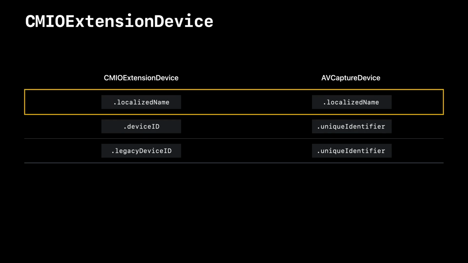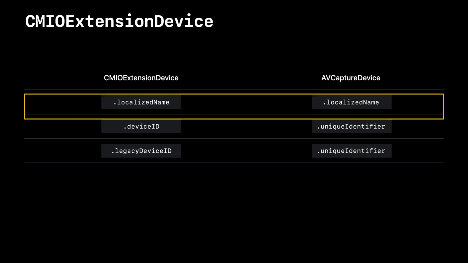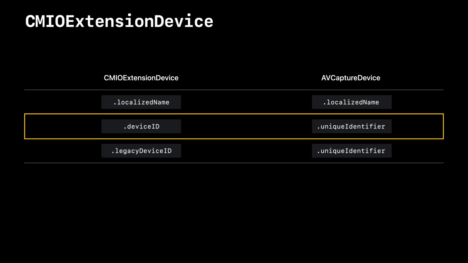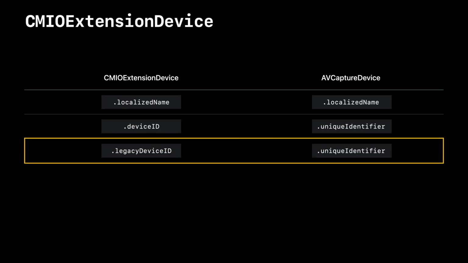Your device's localized name becomes the AV Capture device's localized name. Your specified device ID becomes the AV Capture device's unique identifier, unless you also provide a legacy device ID. You only need to provide this if you're modernizing a DAL plugin and need to maintain backward compatibility with the unique identifier you previously shipped. If you provide a legacy device ID, AV Capture device will use it as the unique identifier.